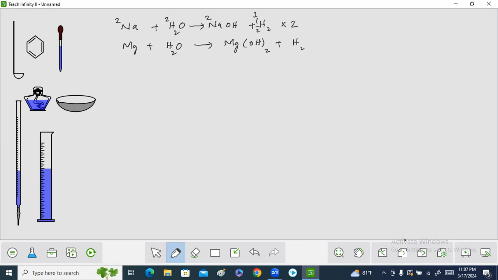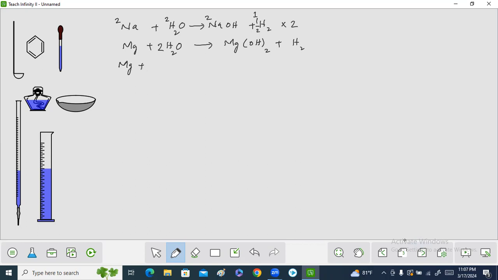So there are 4 hydrogen on the right hand side. So if we put 2 here, 4 hydrogen, 2 plus 2, 4 hydrogen, 2 oxygen, 1 Mg and 1 Mg. So this is the balanced equation when sodium and magnesium react with cold water to form oxide. Now these metals can also react with the acids as well.